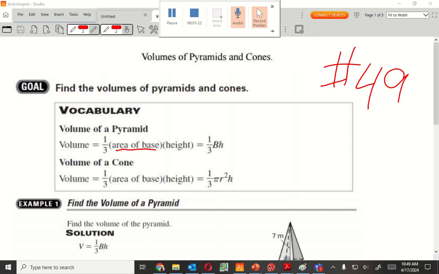Okay, so area of the base is mostly going to be squares. Most pyramids actually have a square base. Sometimes we might be dealing with a rectangular base, or in the very, very rare occasion, a triangle base. Then times the height. And the cone is 1/3 area of the base, where my base is a circle, times the height. So I've got the two different formulas here.